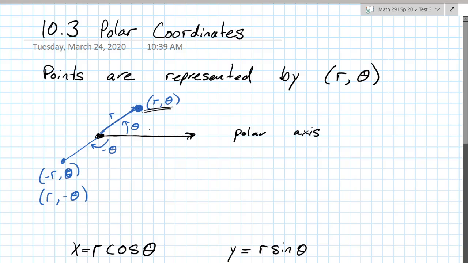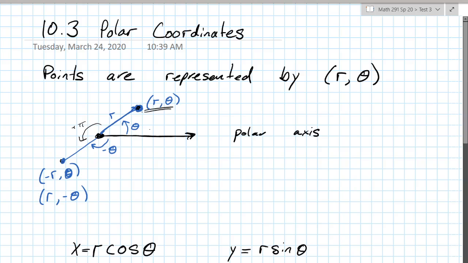If we take r and make it negative, that flips us across the pole, and I guess you could say it adds an angle of pi to our angle. So here we have (negative r, theta). Now that would be the same point as finding radius r with angle negative theta. So you see that there are many different ways to draw the same point in polar coordinates.